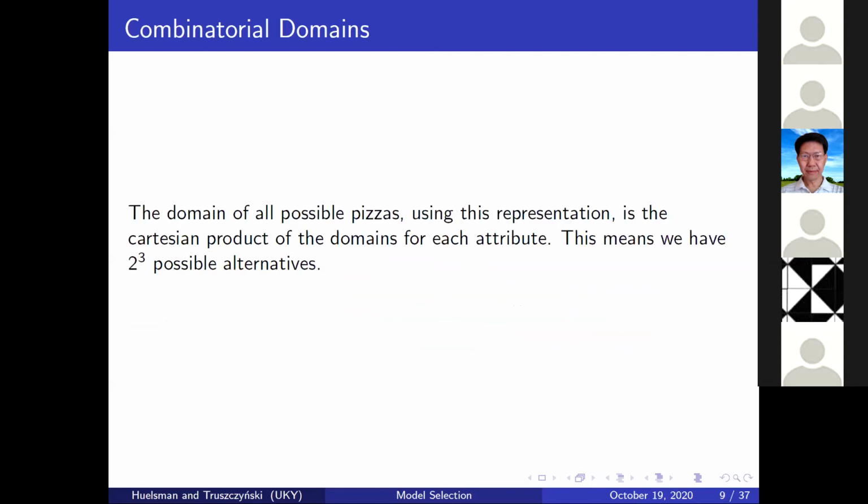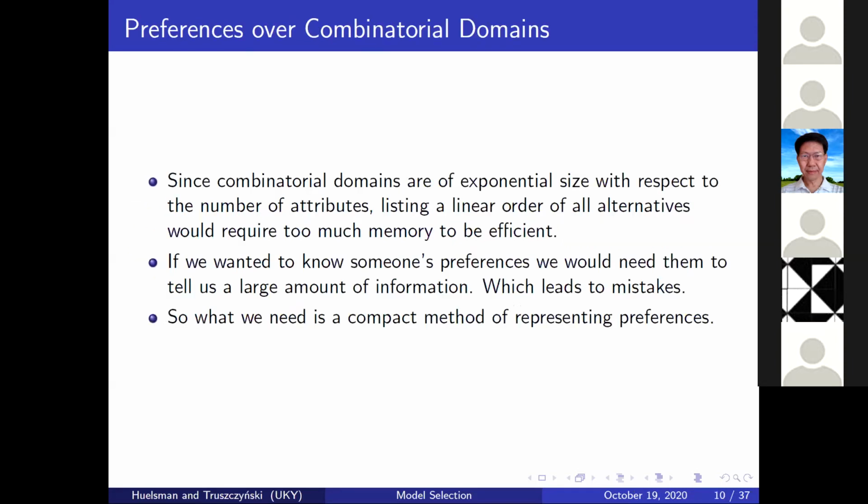A key thing is that if we look at all possible pizzas in our example, there are going to be 8, because there are 2 to the 3 possible alternatives. In general, combinatorial domains are exponential in size with respect to the number of attributes. We would like to express preferences over these combinatorial domains, but since they're of exponential size, it gets tricky because we can't just list them out in an order. With 8 pizzas we probably could, but say we had 10 binary attributes, we'd have 1,000 things that you'd have to order. So it's not memory efficient.